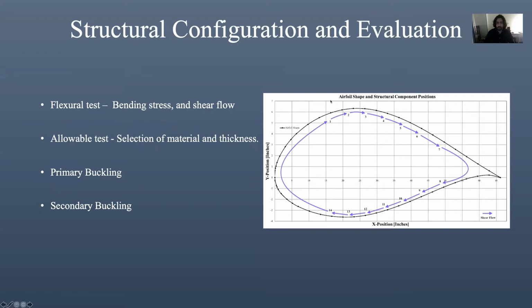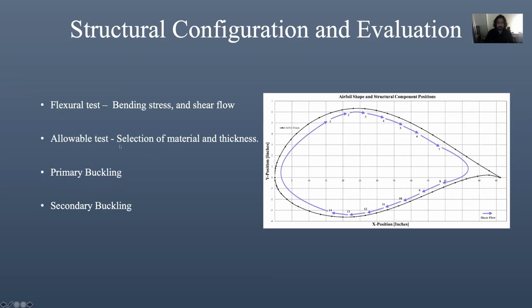Notice how the spar caps are treated as one stringer, going from 1 to 2 to 3 to 4 to 5 to 6 to 7 to 8, all the way to the lower stringers on the bottom. This diagram represents the labeling of shear flow, and next, an allowable test was comprised of buckling, shear stress, and crippling stress that were conducted on the components comprised in the wing configuration.